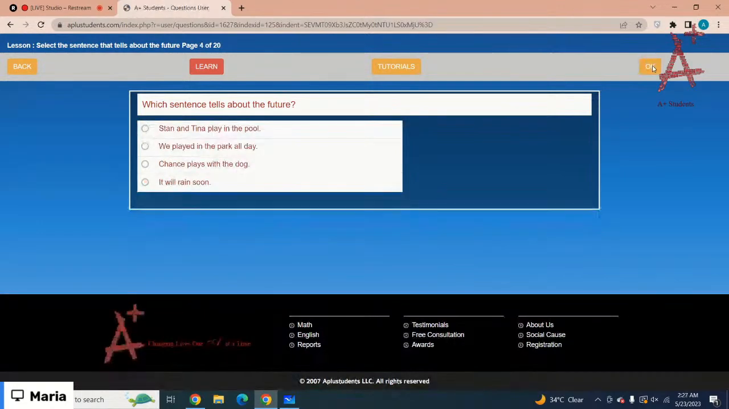Which sentence tells about the future? Stan and Tina play in the pool. We played in the park all day. Chance plays with a dog. It will rain soon. So, which is the correct option? It would be the one with the word will. So, it would be it will rain soon. The correct option is it will rain soon.